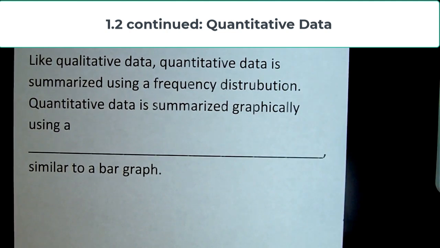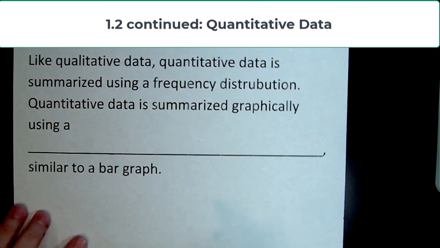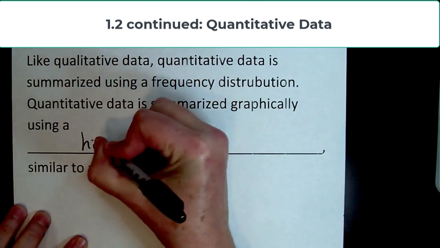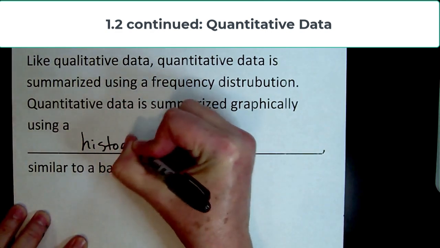So we've been talking about organizing qualitative data. Now we'll go on and talk about quantitative data. And there's a lot of similarities in how you organize qualitative data. Like qualitative data, quantitative data is summarized using a frequency distribution. And then the frequency distribution is represented graphically using something called a histogram, which is actually very similar to a bar graph.